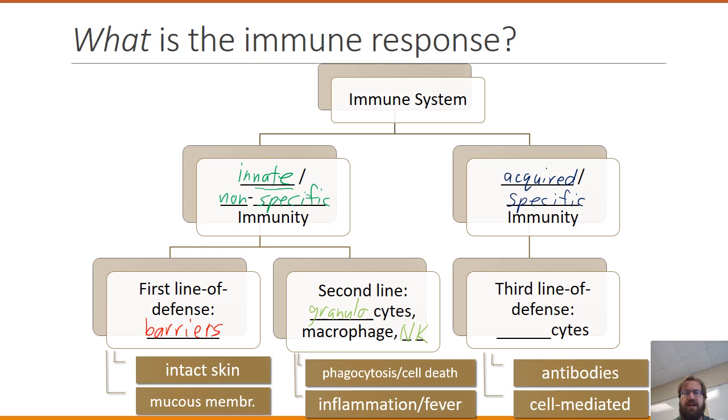Finally, your third line of defense are your lymphocytes, which include the B cells that produce antibodies and the T cells that produce what we call cell-mediated or cell-directed responses.